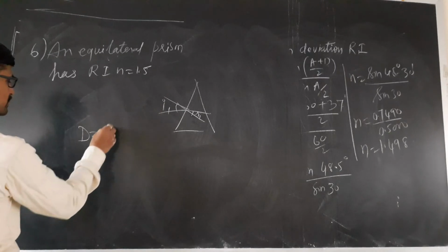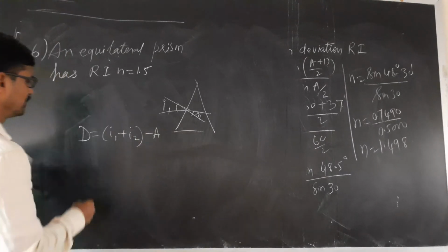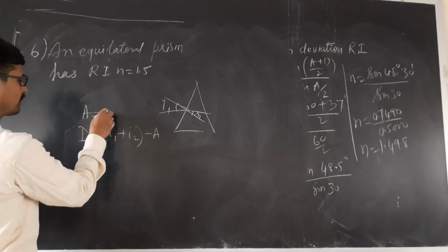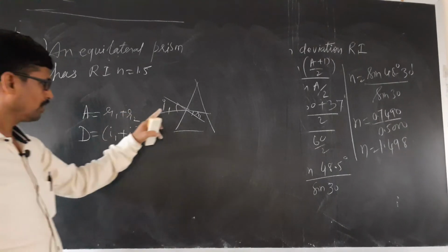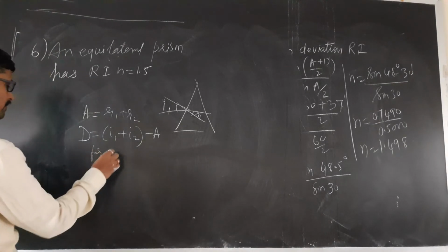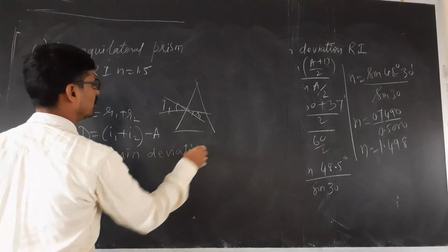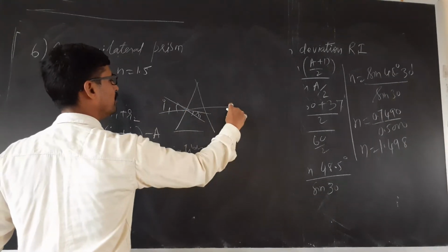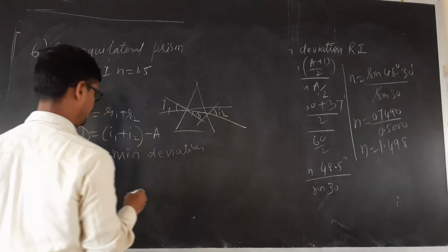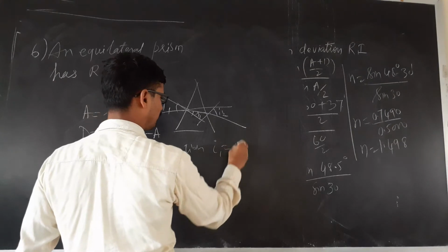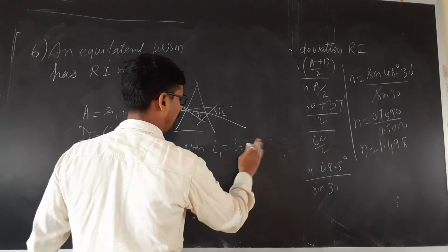Now, angle of deviation is I1 plus I2 minus angle of the prism, and angle of the prism is R1 plus R2. But for minimum deviation, listen, for minimum deviation, I1 is equal to I2 equal to I, say, or let it be I1 only.